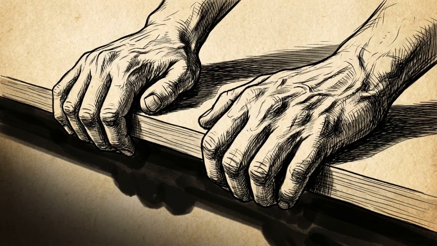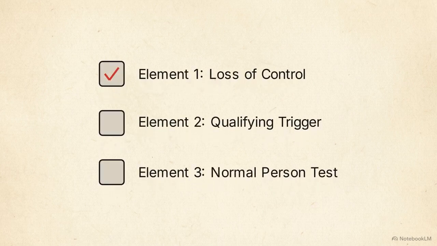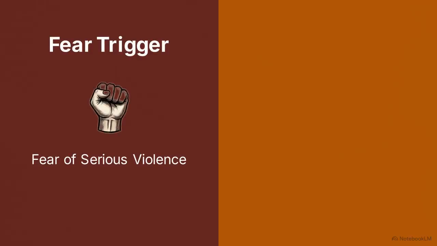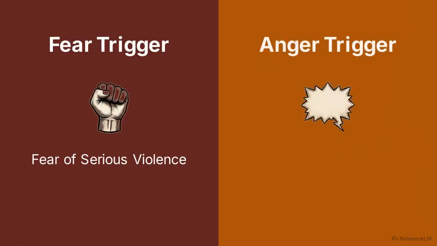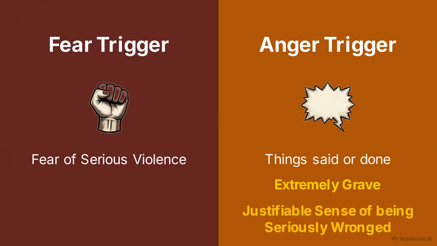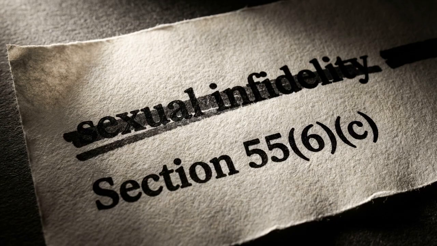If the subjective loss of control is established, we face Element 2, the qualifying trigger under Section 55. This acts as the strict objective gatekeeper. There are two legally valid triggers. The fear trigger applies to a fear of serious violence. The anger trigger applies to things said or done that constitute extremely grave circumstances and cause a justifiable sense of being seriously wronged. This brings us to a highly controversial statutory exclusion.